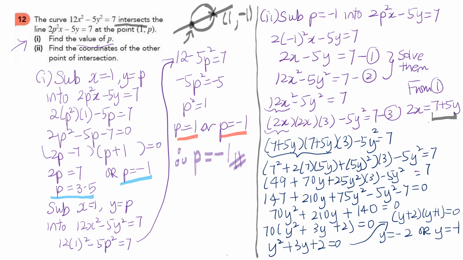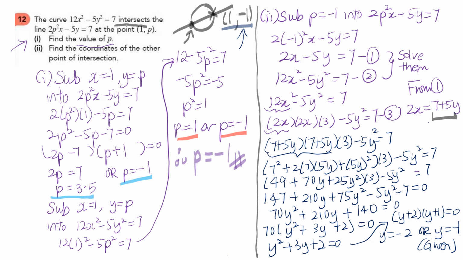Now y equals to negative 1 is already given, right? Why is it given? Okay, look here. Can you see? We already found our point (1, 1). We already found this guy here. And can you see the y coordinate is negative 1? So therefore y equals to negative 1 is already given. So the other coordinate is y equals to negative 2.